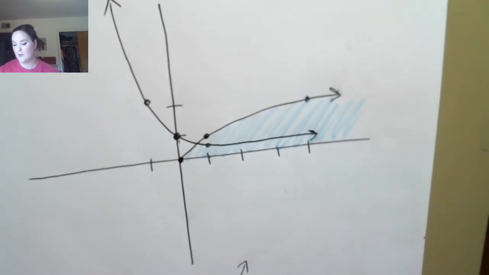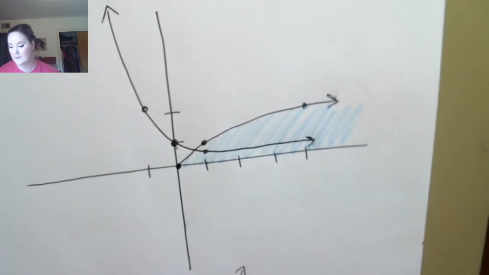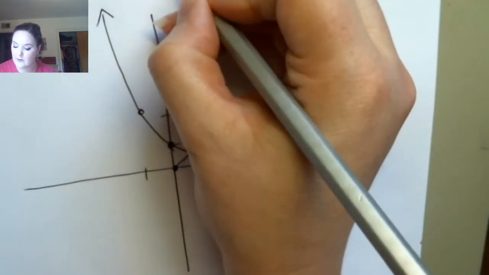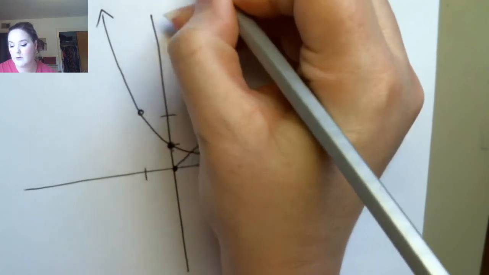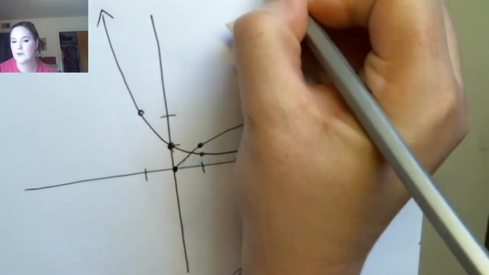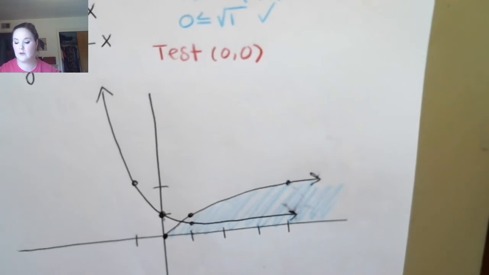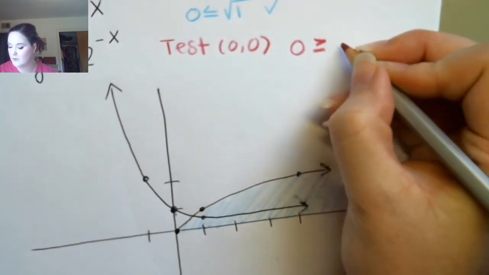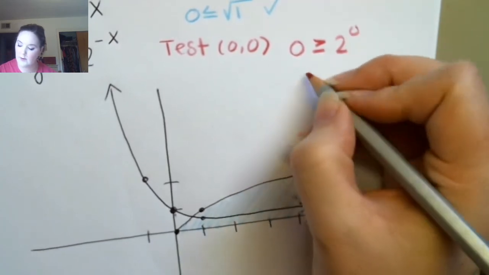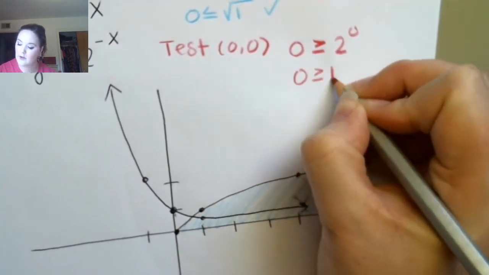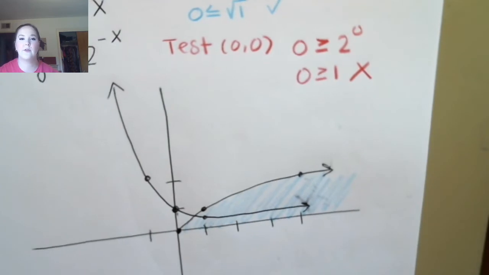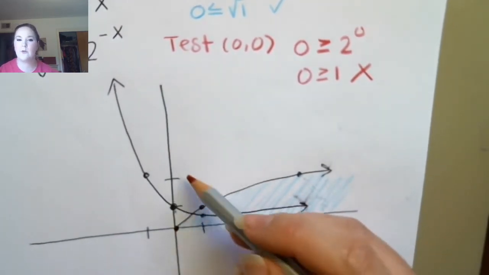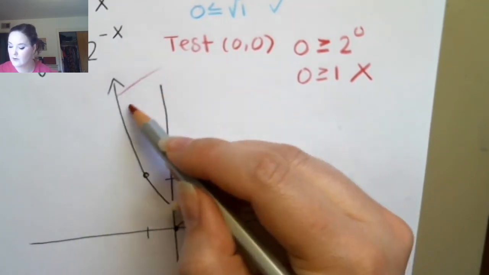Now I'm going to test a point. So I'm going to test the point 0, 0, just because it's a nice, easy point to test. So I have 0 is greater than or equal to 2 to the 0. Remember, 2 to the 0 is 1. So that's false. So that means when I graph, I don't want to include this. So I'm going to shade above.